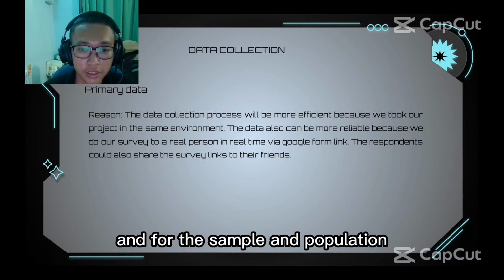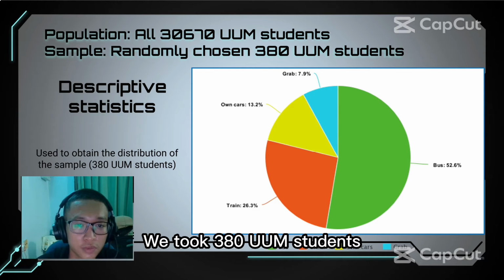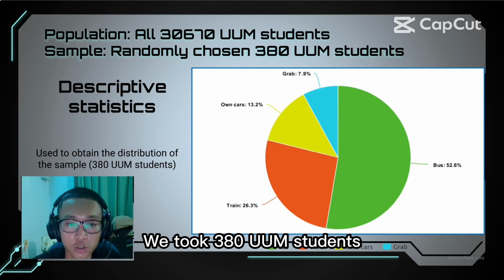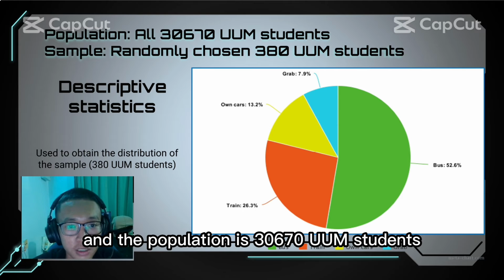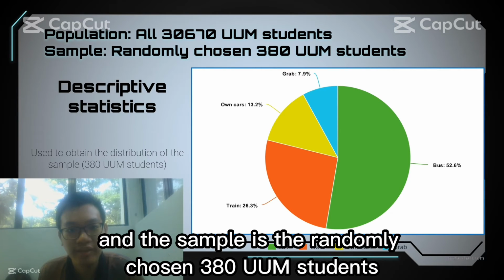And for the sample and population, we took 380 UUM students from a population of 30,670 UUM students. The population for this study is a total of 30,670 UUM students, and the sample is the randomly chosen 380 UUM students.